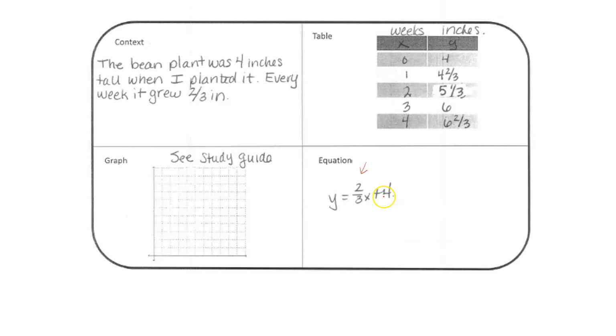I made a problem about a bean plant that started at 4 inches when I planted it, and every week it grew 2/3 of an inch. So if I start at my 4 inches, week 1 it'll be 4 2/3, week 2 it'll be 5 1/3, week 3 it'll be 6, and then at week 4 it'll be 6 2/3 inches tall.